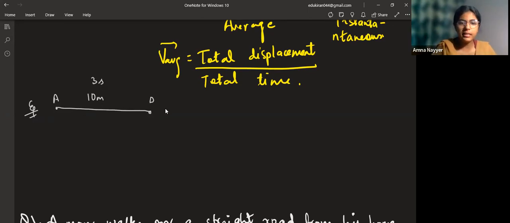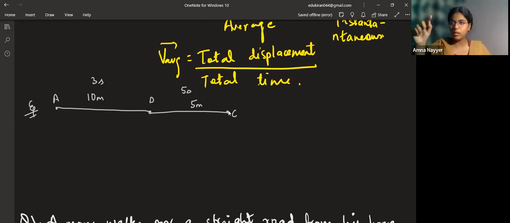Fine. Then the body goes to point C. This distance is 5 meters. The time is 5 seconds. Fine. The body returns to this point. It was going forward, now it is returning, and till here only. Till 3 meters the body covers in 2 seconds and stops. This is the final point. Let's say point B.